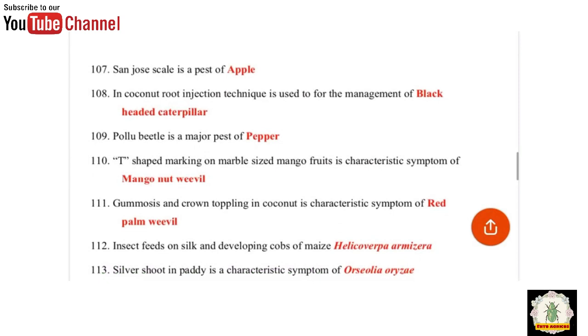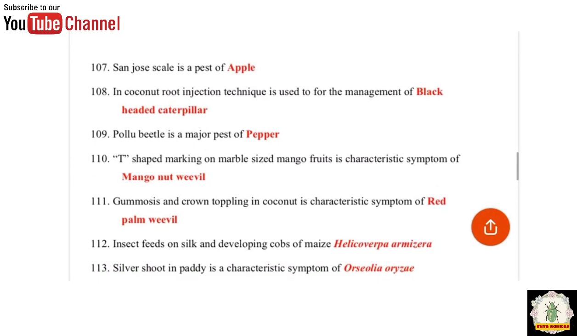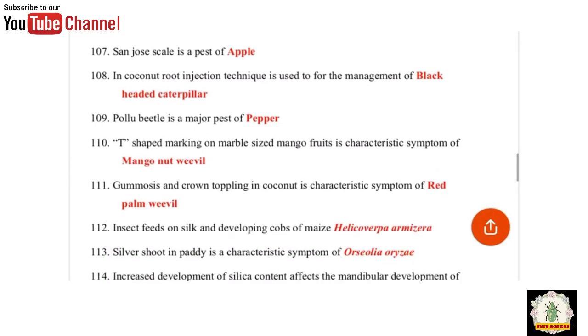Insect that feeds on silk and developing cobs of maize. So this is Helicoverpa armigera. Silver shoot in paddy is a characteristic symptom of. So this is the characteristic symptom of gall midge. Scientific name of the gall midge is Orseolia oryzae.